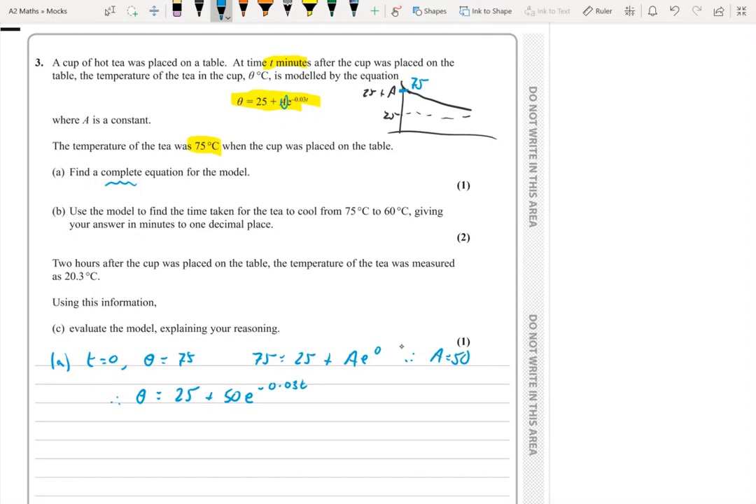Okay. Part B, use the model to find the time taken for the tea to cool from 75, which is the initial temperature at time 0, so we don't need to do anything clever with that, to 60 degrees. Okay, so we need to find the time when the temperature is 60. So t equals question mark, theta equals 60.